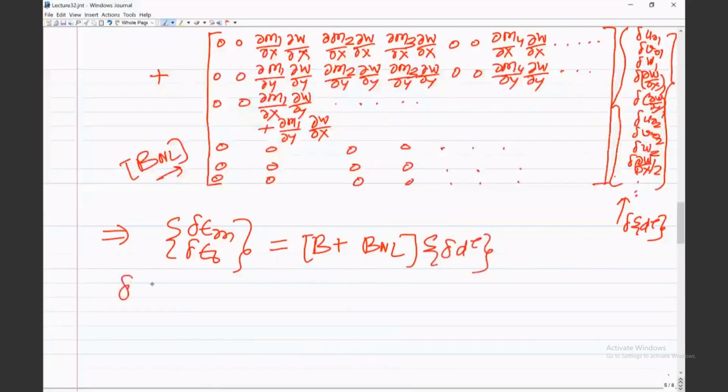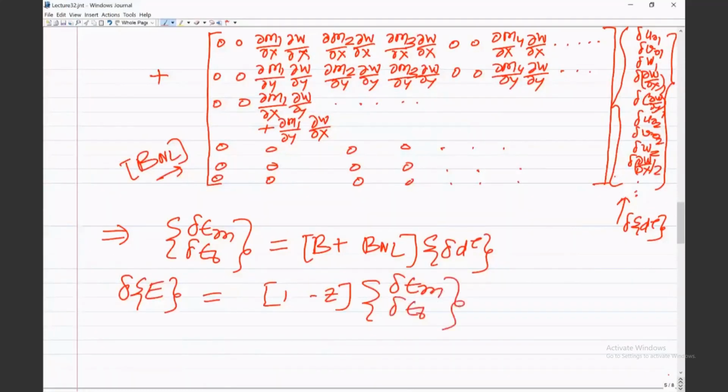Now if you look at this delta E vector which we have defined, that is basically the row vector 1 minus z, into delta epsilon m, delta epsilon b, and this can be written as 1 minus z, and this can be written in terms of B plus BNL, and then into delta of dE.